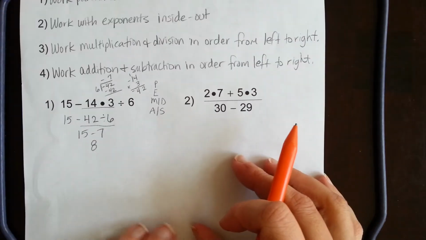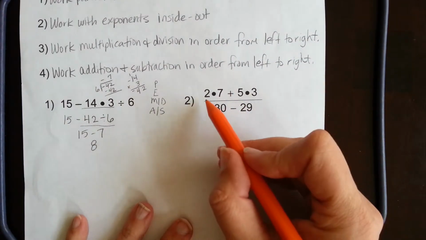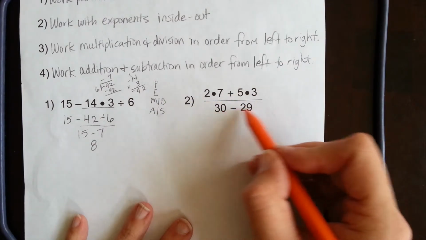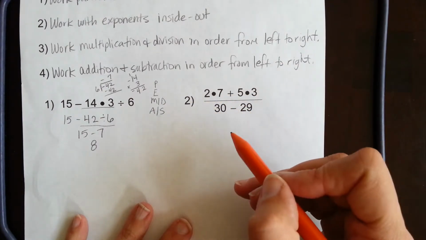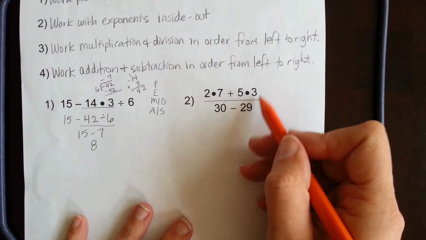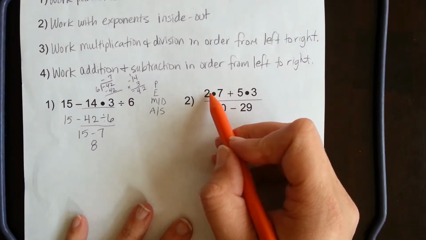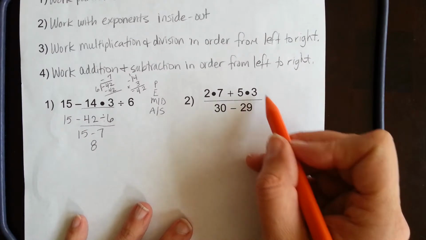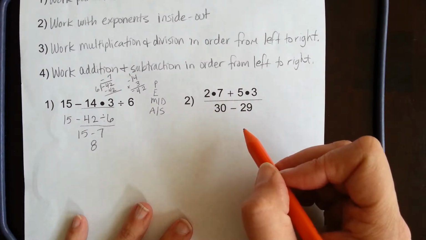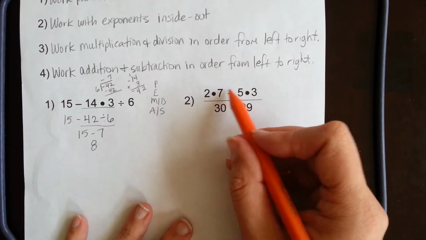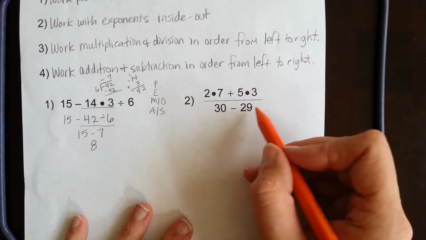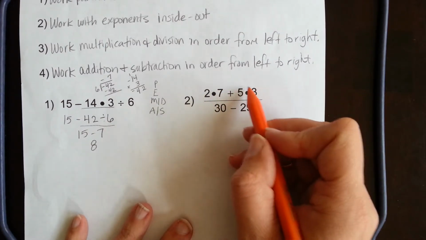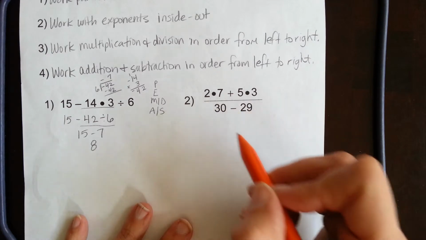The second problem that we have over here. We need to treat the top of this and the bottom of this as two separate problems until we're ready to do this division step. So we're going to simplify the top, then we're going to simplify the bottom, and then we're going to do the division. And the reason that we do that is because up here we have so many different symbols and down here we have so many different symbols. We want to first get our numerator in order and then get our denominator in order.